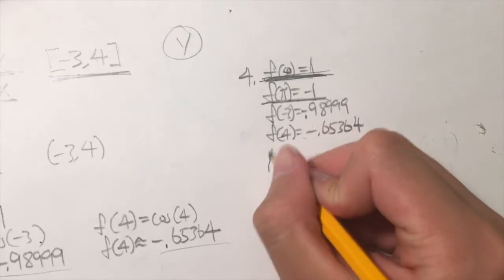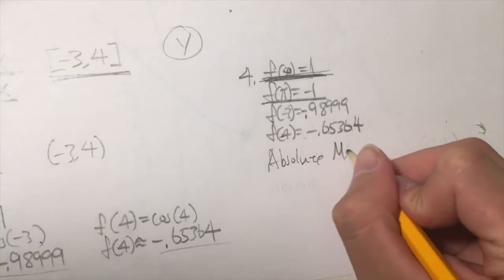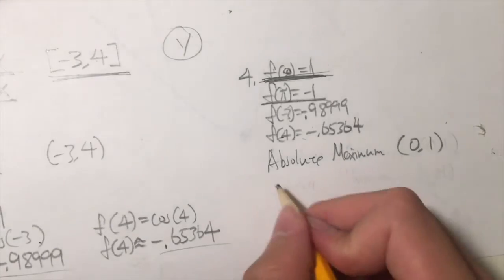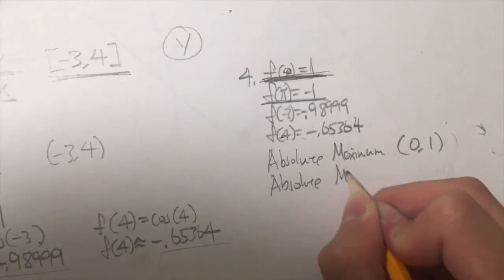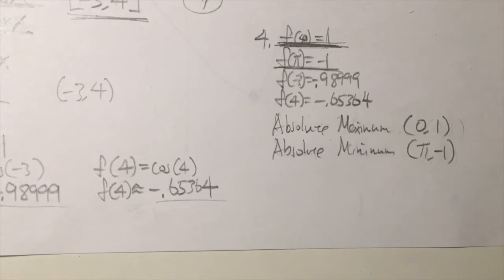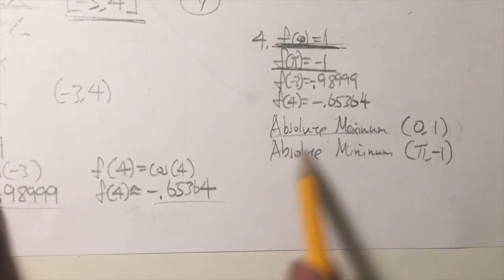Thus, we can conclude that the absolute maximum is at the point (0, 1), and the absolute minimum is at the point (pi, negative 1). And there we go. Now we know how to find the absolute max and absolute min.